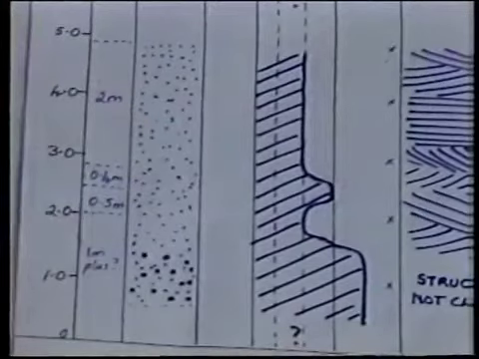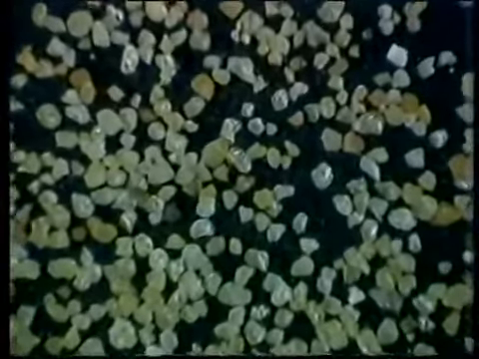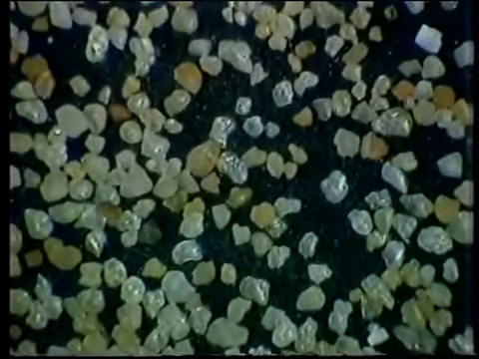The second sample came from 4 metres above the base of the section. It's finer grained and a little better sorted. The grains have a brownish colour caused by a surface coating of iron oxide. But the important thing to see is that the grain shapes are similar to the previous sample, and again, they're mostly quartz.